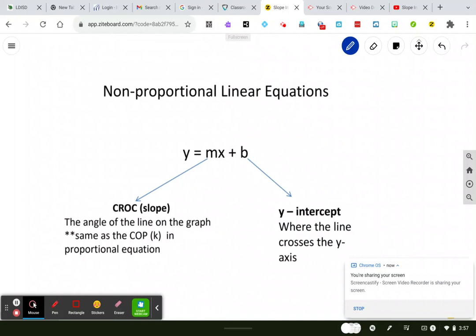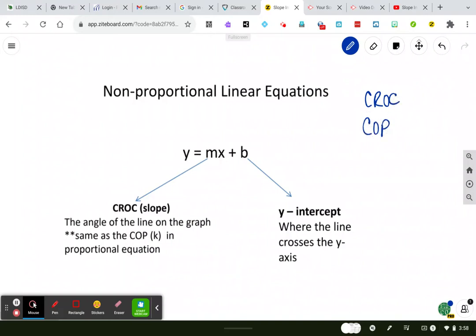All right, we're going to continue our notes today. This time we're going to talk about non-proportional linear equations, which is just where it's a constant rate of change. So I told you in the last video and in other notes that you have what's called constant rate of change, and then you have what's called constant of proportionality.